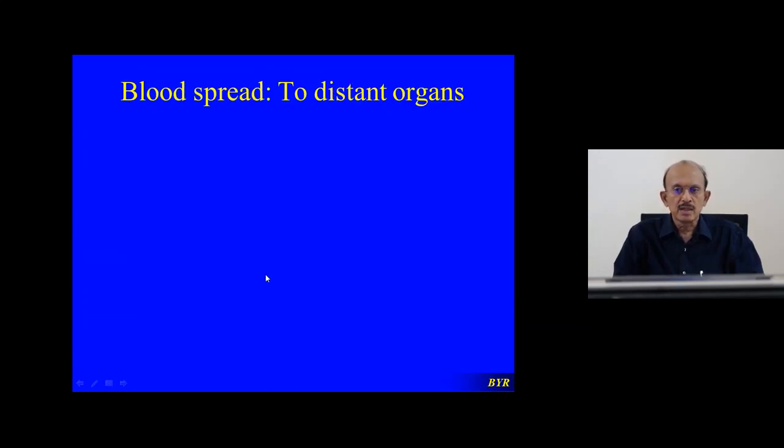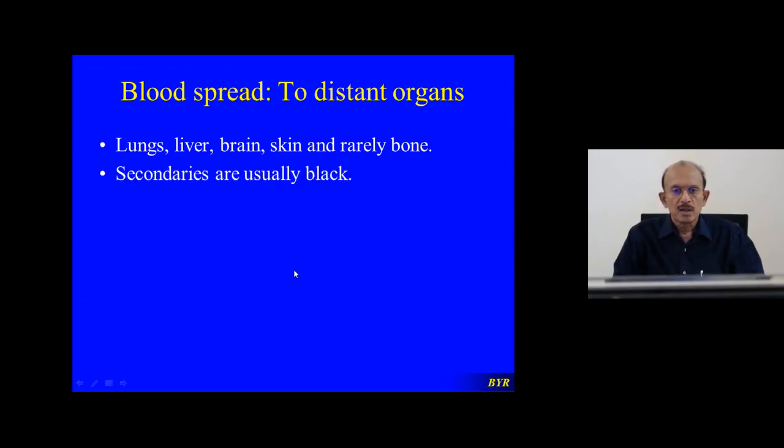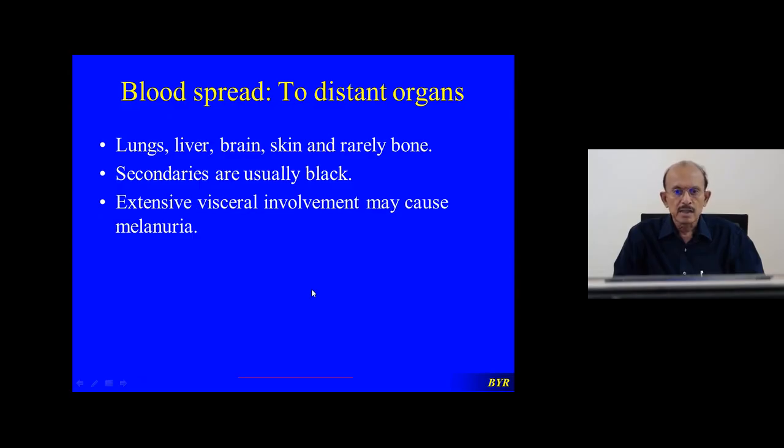Blood spread occurs to distant organs, to lungs, liver, brain, skin, and rarely bone. Secondaries are usually black in color. Extensive visceral involvement may cause melanuria. That means the patient may pass the melanin pigment in the urine.